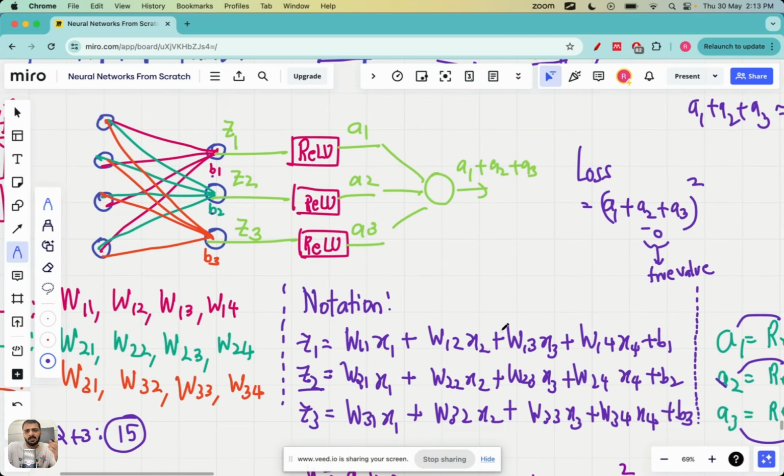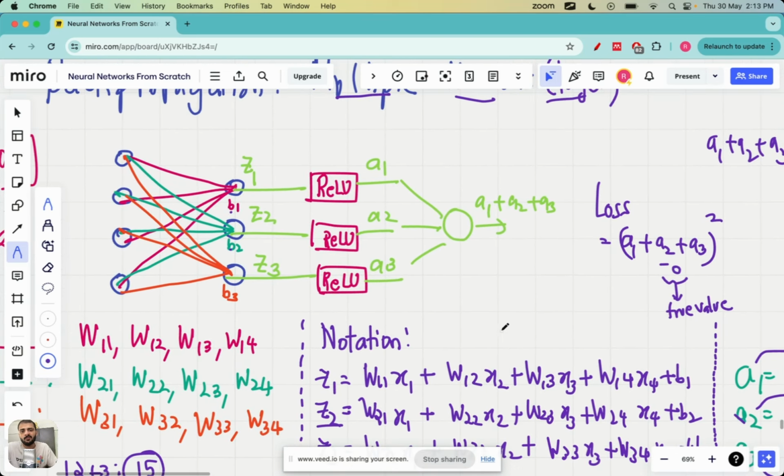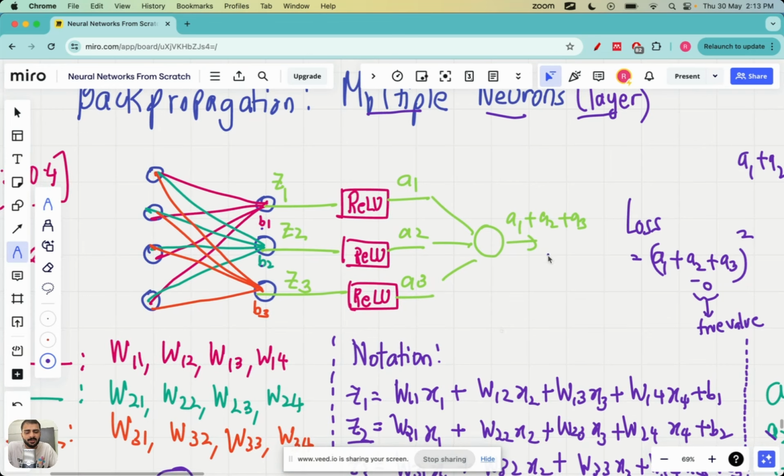Now, the whole idea of backpropagation is to find the gradient of the loss, which is obtained at this point, with respect to the weights here. Since we cannot find this directly, we first find the gradient of loss with respect to, remember this is y, the gradient of loss with respect to y, then we find the gradient of y with respect to a1, then the gradient of a1 with respect to z1, and then the gradient of z1 with respect to, let's say, the first weight.